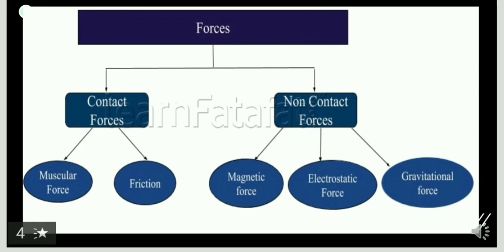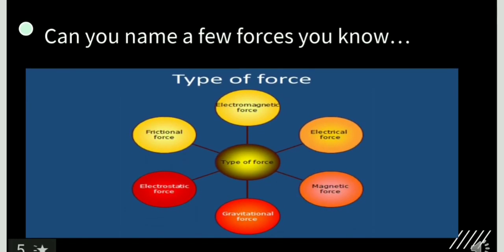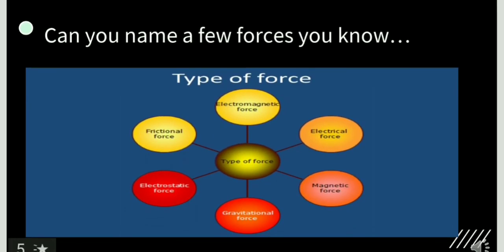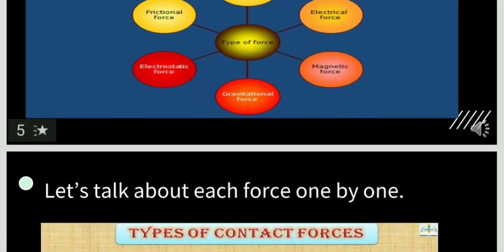So force can be of two types: contact forces and non-contact. Contact forces: muscular, frictional, and non-contact: magnetic, electrostatic, and gravitational. So can you just tell a few names of the forces which you know or you must have heard of? So that is frictional, electrostatic, gravitational, magnetic, and there are many others which you know.